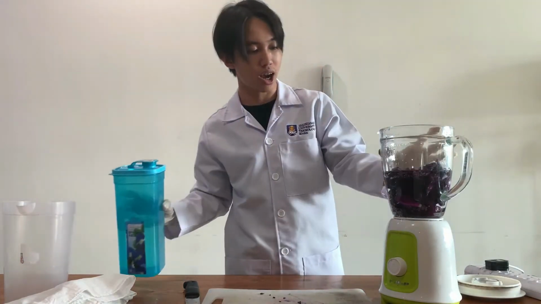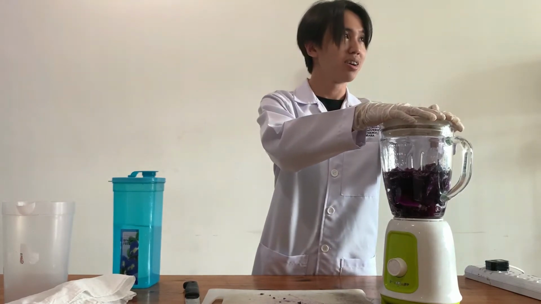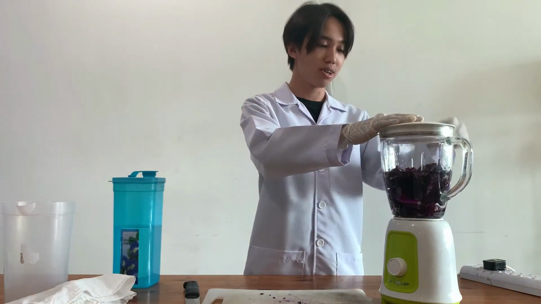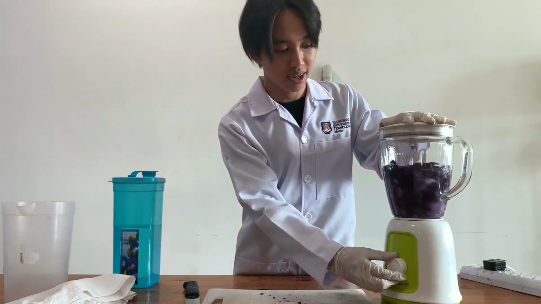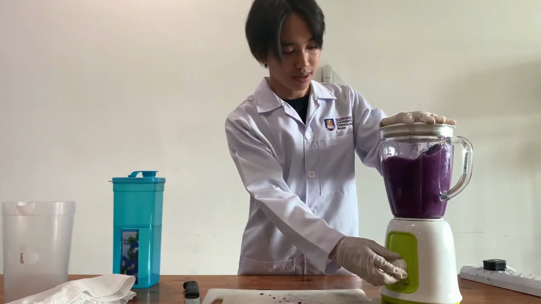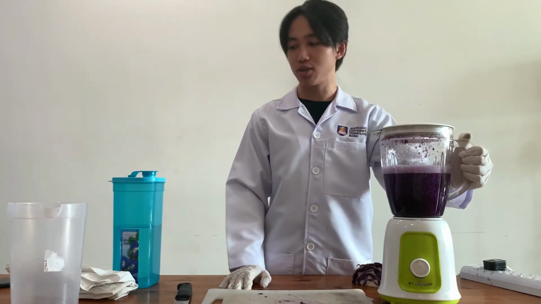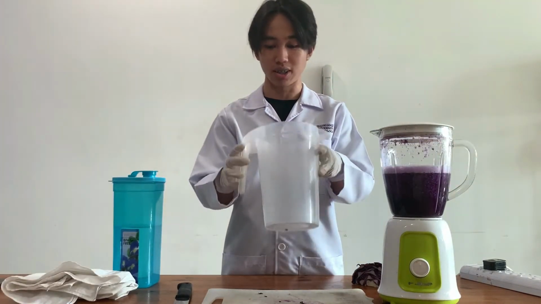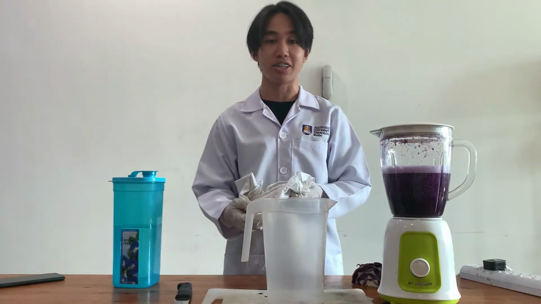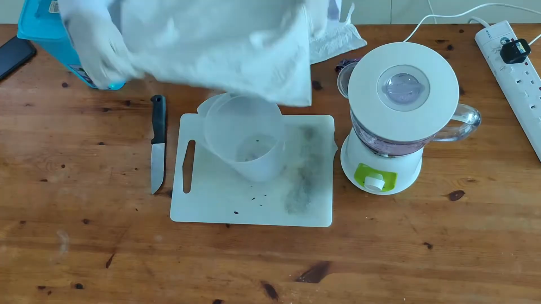Just take it into the half of the blender size. Close it up. So make sure that the blender is turned on. Okay, and then we blend it. And then after we blend all this red cabbage, we might need to prepare the jug and also a piece of cloth to make the preparation for filtration. So take this cloth, put it like this.